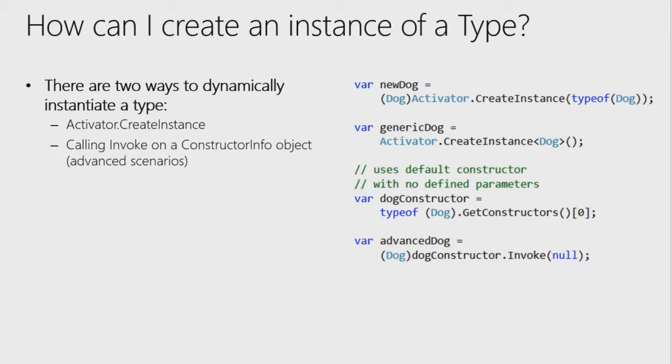So on the right-hand side here, you see var newDog is equal to a Dog instance. We're casting the result of the CreateInstance method, and we're passing in the typeof Dog so that CreateInstance knows how to go and create an instance of this. That is basically calling a default constructor on Dog to return back that instance. Now there is of course a way to call more than a default constructor if you absolutely want to, and we'll touch on that later.